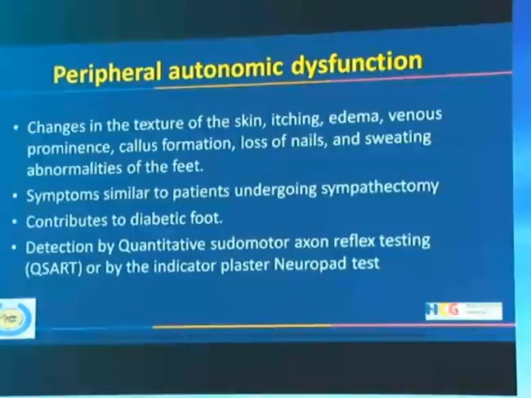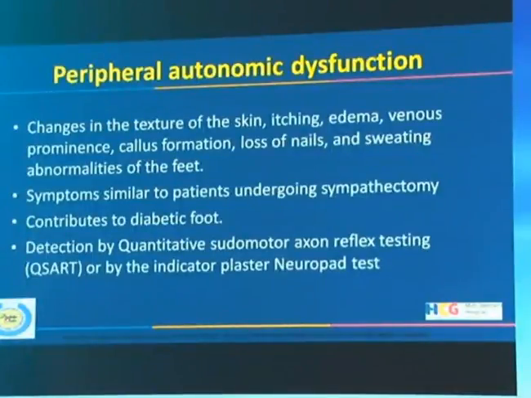How do you know? These are the same symptoms that you see when a patient has been sympathectomized. Previously, sympathetic chain removal was done or sympathetic ganglia were ablated, and the same reaction was seen in the lower limb. So these are actually the signs of autonomic failure, peripheral autonomic failure. And these are the patients who must undergo cardiac autonomic neuropathy detection immediately. If it is positive, that means these are the signs of autonomic neuropathy rather than peripheral neuropathy.